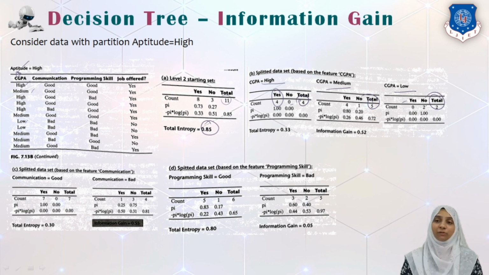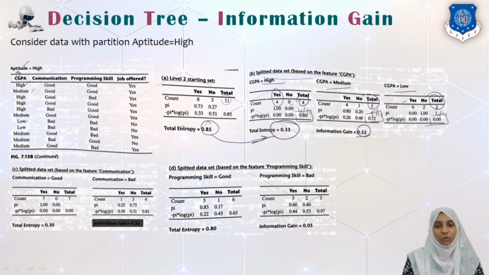Likewise, we will make a count of each. We will calculate P(i) and P(i) times log of P(i). We have calculated their entropies: 0.00, 0.72 and 0.00. Now we will make the weighted summation. The weighted summation will be 0 into 4 by 11, plus 5 by 11 into 0.72, plus 2 by 11 into 0.00. That value is nothing but 0.33. So this 0.33 is the total entropy if we split data based upon CGPA, and the difference between these two is the information gain, which is 0.52.